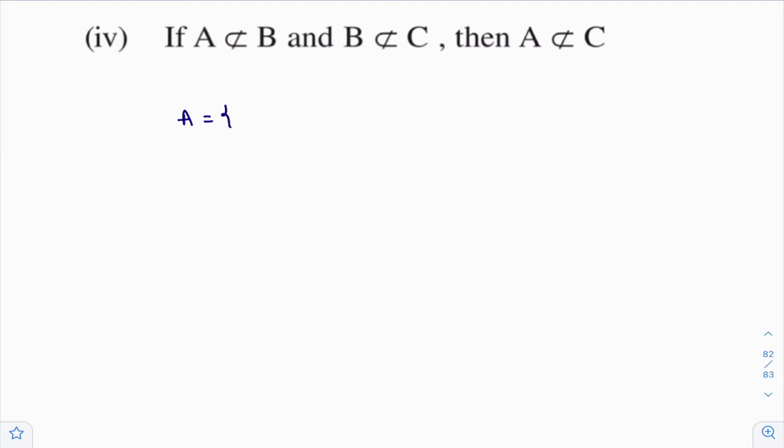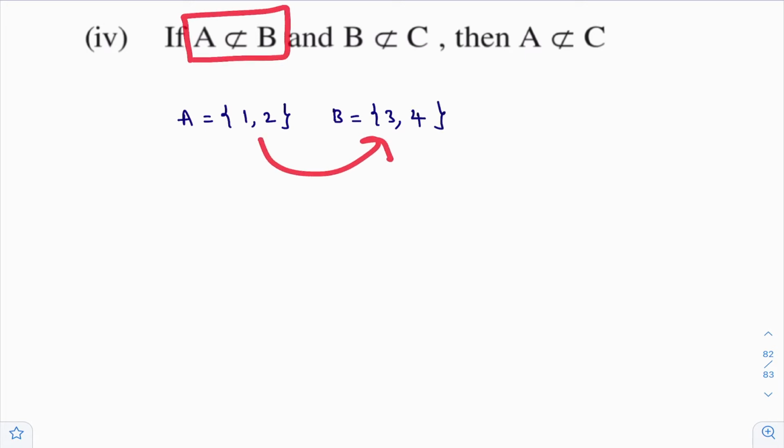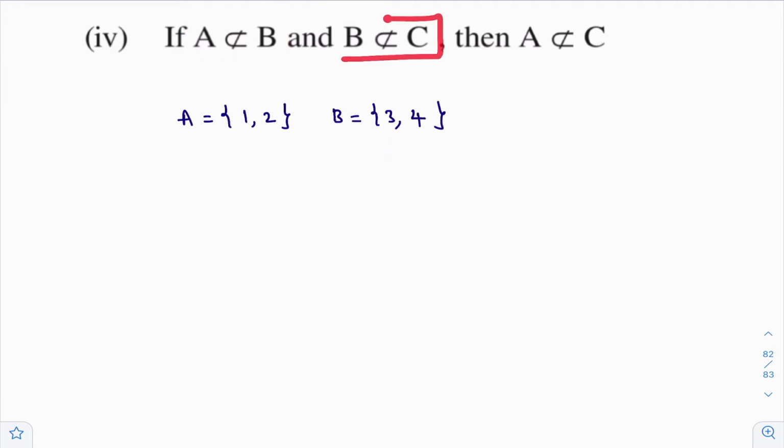Okay, I'll take an example to show this is false. I'll take set A like this: 1, 2. Then I'll take set B like this: 3, 4. You can observe here A is not a subset of B. And they given that B is not a subset of C. I'll take C like this: 1, 2, and 3.